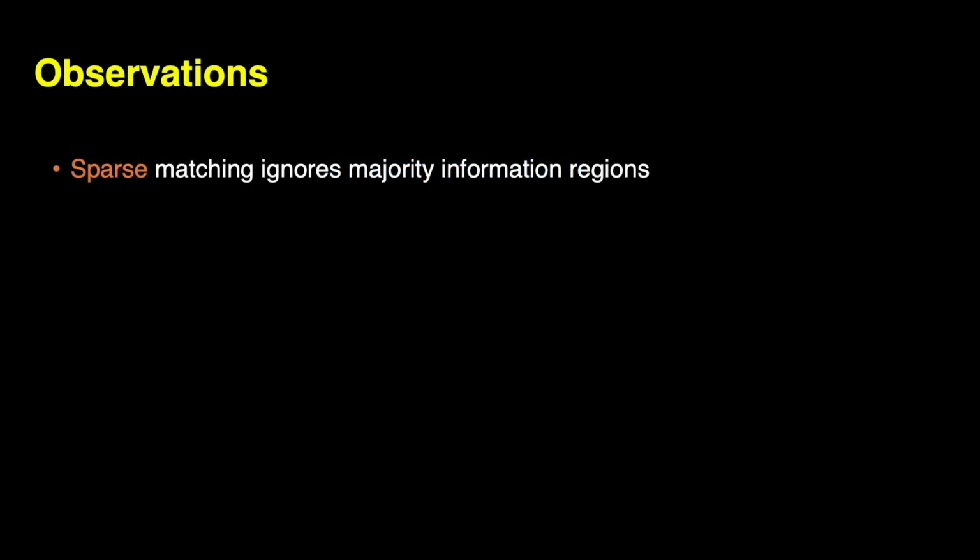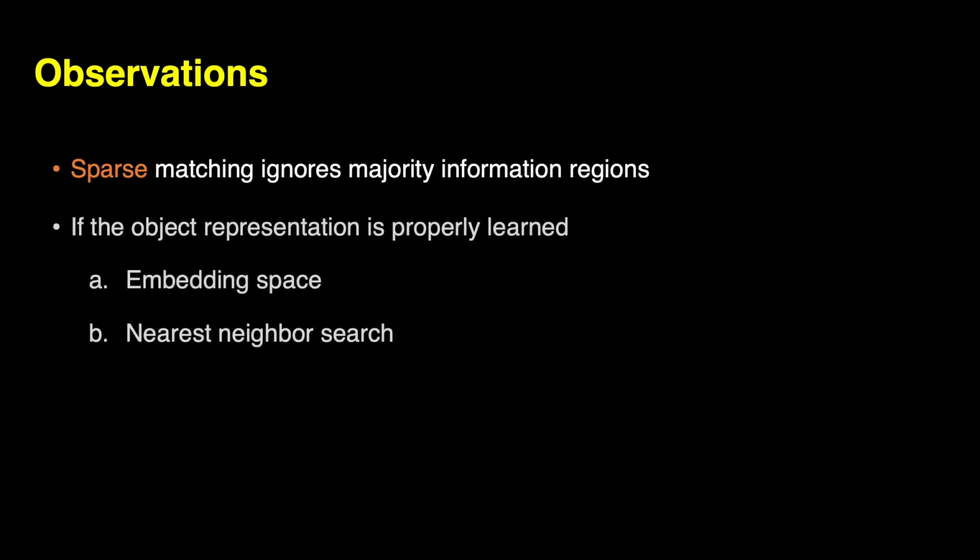We conjecture that in sparse matching, the image and object information is not fully utilized for learning object similarity. Because objects in an image are rarely identical to each other, if the object representation is properly learned, a nearest neighbor search in the embedding space should associate and distinguish instances without bells and whistles.